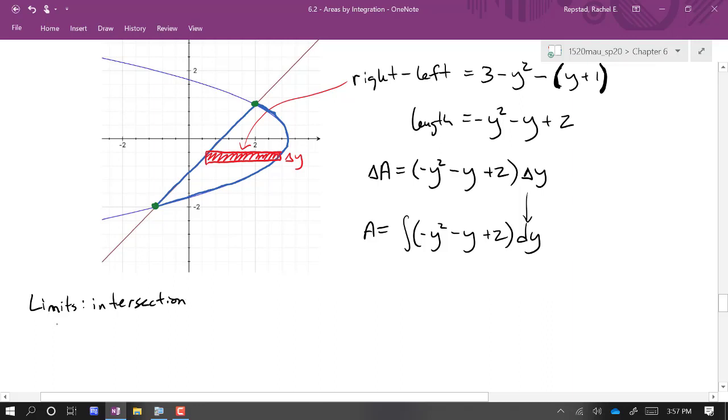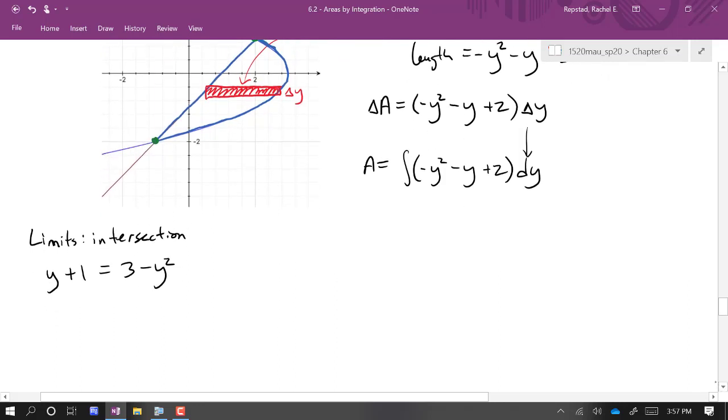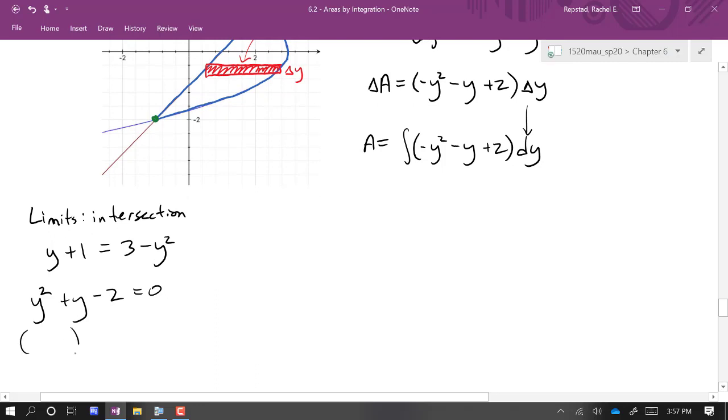So I want to know, where is that expression y plus 1, where's the line equal to the parabola 3 minus y squared? And if I get everything on one side, again, it's a quadratic. So I'm going to get everything on the left side, y squared plus y minus 2 equals 0. And if we factor this, I think it'll factor, but you could use the quadratic formula or complete the square. It factors as y plus 2 times y minus 1. So we have y equals negative 2, y equals positive 1. Those are our limits from negative 2 to 1.